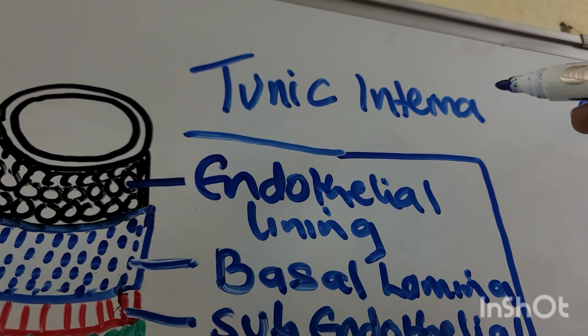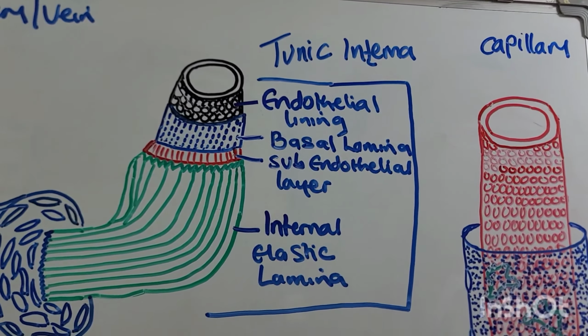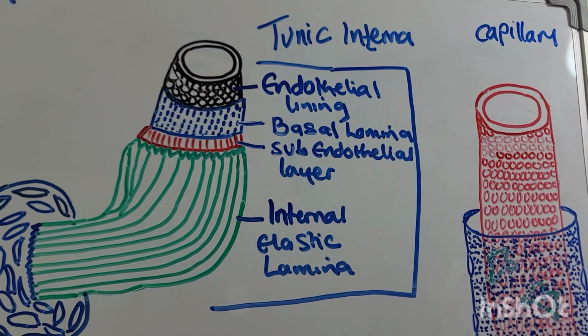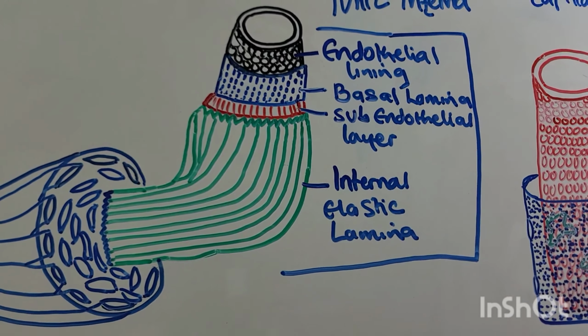They are going to make what we call the tunica interna, meaning that the tunica interna is going to be made up of the endothelial lining layer, the basal lamina, the subendothelial layer, and the internal elastic lamina.